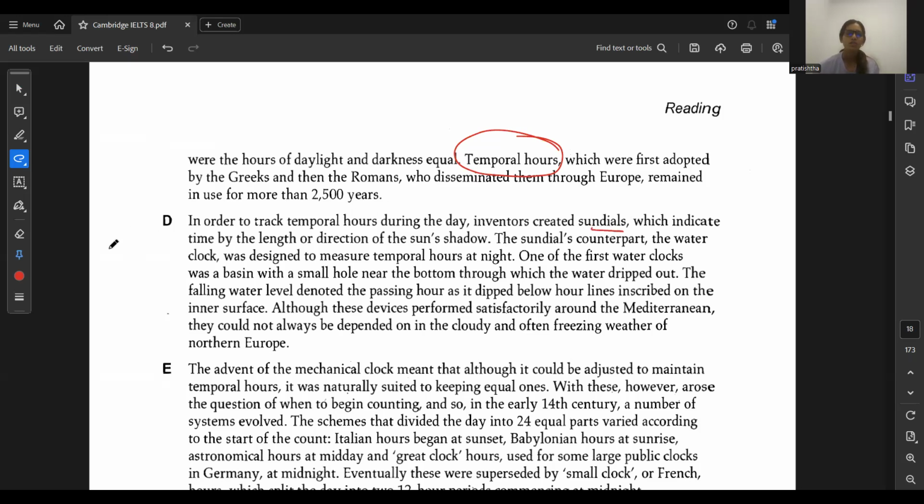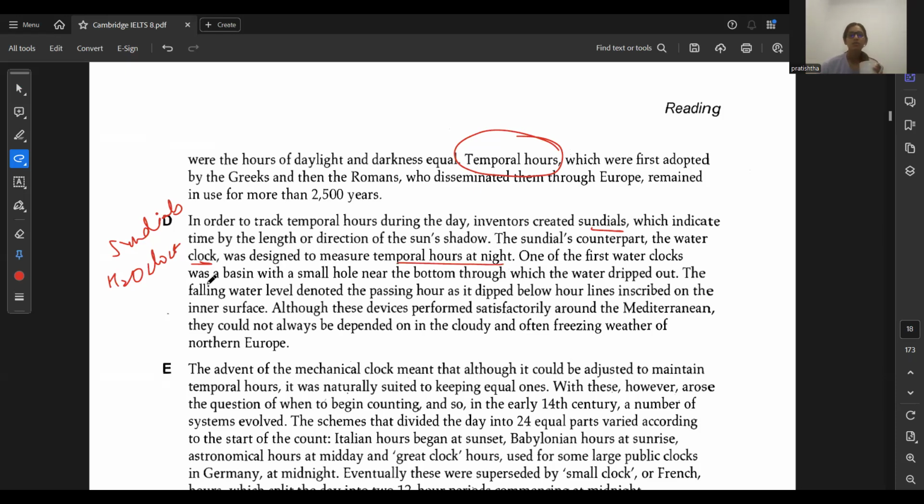So there was a creation of the sundial. So I can write sundials here, right? Because in this paragraph, I'll get everything about sundials. And it used the sun's shadow. The sundial's counterpart was the water clock. So water clock, I'll just write H2O clock. It was temporal hours at night.